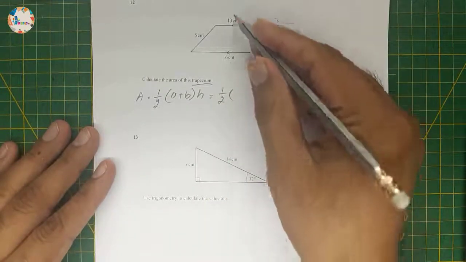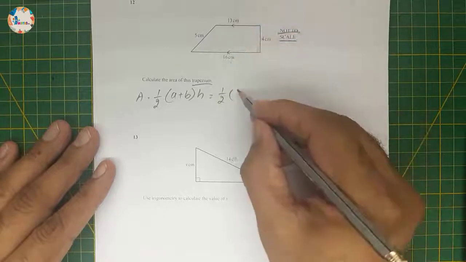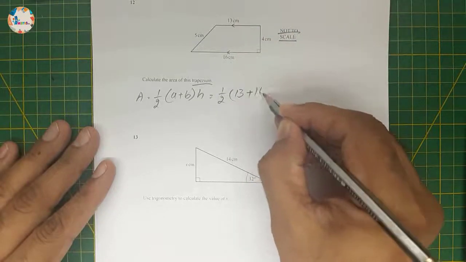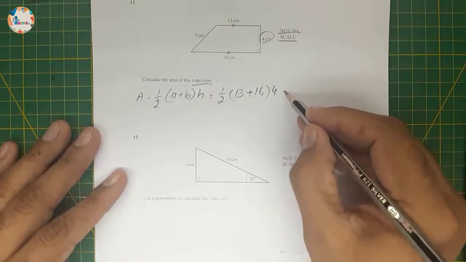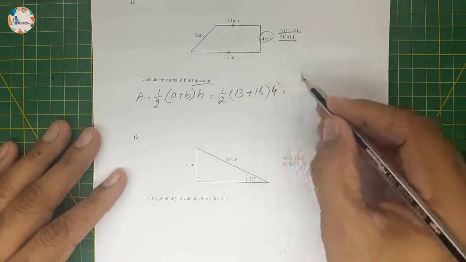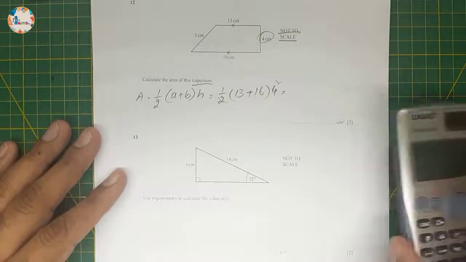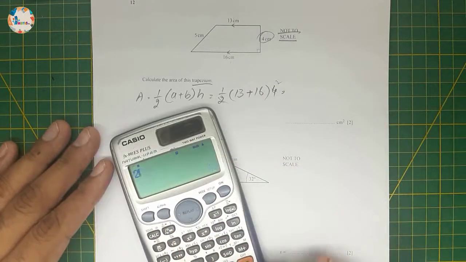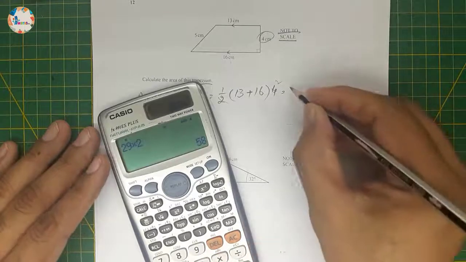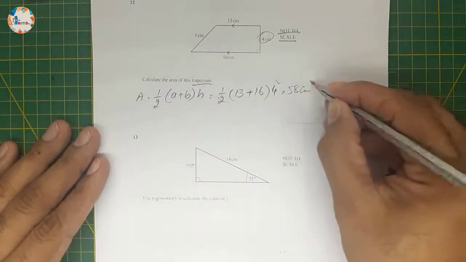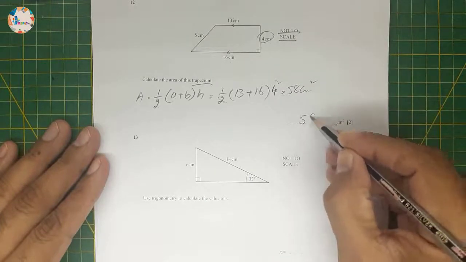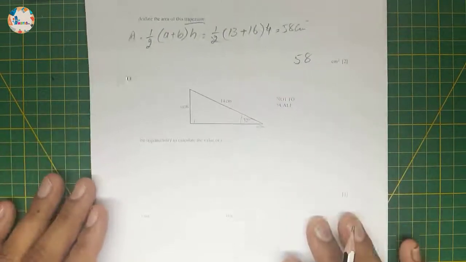So 1 by 2 into A and B are the parallel sides, so 13 plus 16, and multiply by this one, 4. So we can cancel this 4 with 2, and this will be 29 into 2. 29 multiplied by 2 will be equal to 58. So this is 58 centimeters square. So we can write here 58. Hopefully you got this as well.